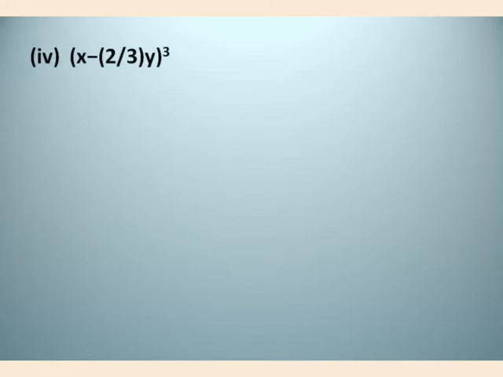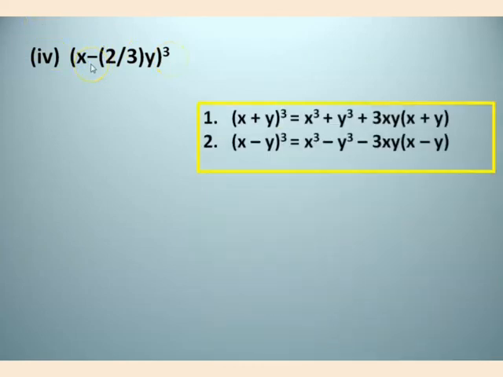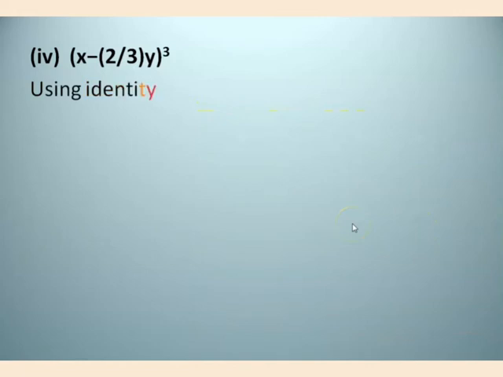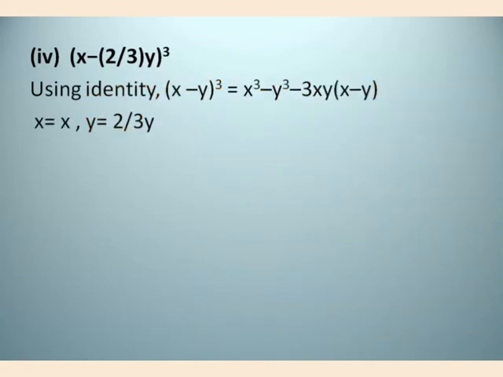Now we are going to solve the fourth problem, that is x minus 2 by 3y the whole cube. You have negative symbol here. So we are going to use the second identity. Now the second identity is x minus y the whole cube equals x cube minus y cube minus 3xy into x minus y. Here in the place of x you have x and in the place of y you have 2 by 3y.